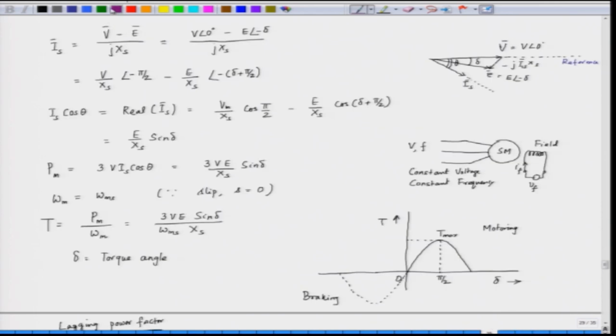When the torque is positive we have motoring, and when the torque is negative we have braking. Delta maximum here: we operate only up to delta equal to pi by 2. So, this is the range of operation. For braking also we go up to minus pi by 2. So, delta maximum in this case is equal to pi by 2, because after that we have an unstable region. So, this is an unstable part and this part is a stable part.